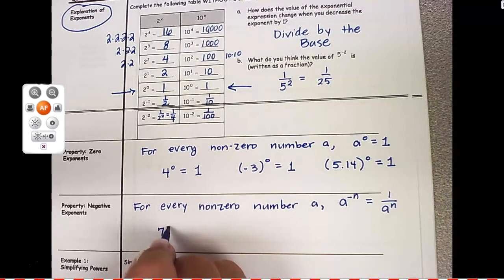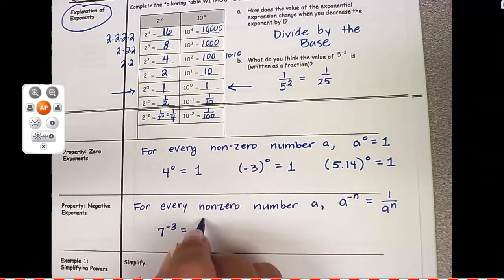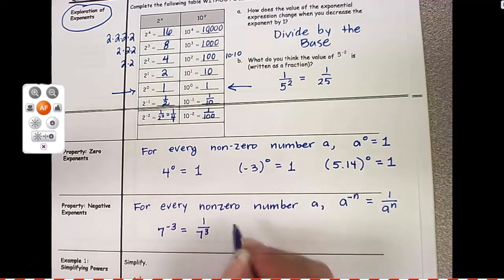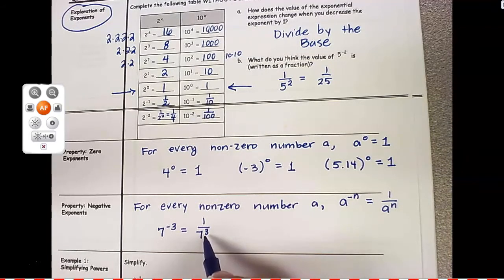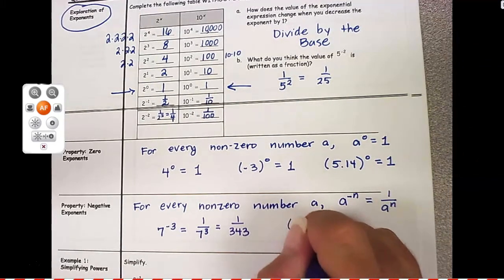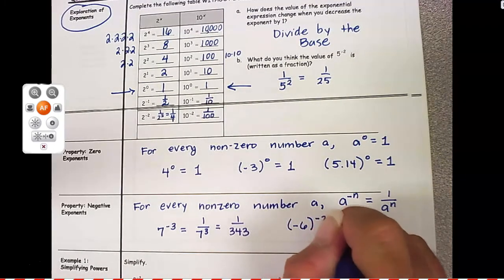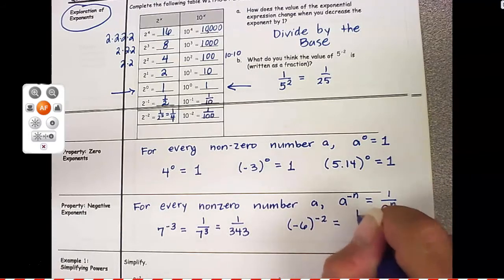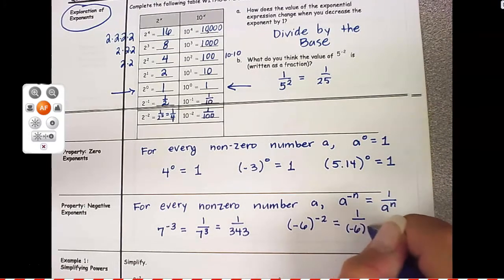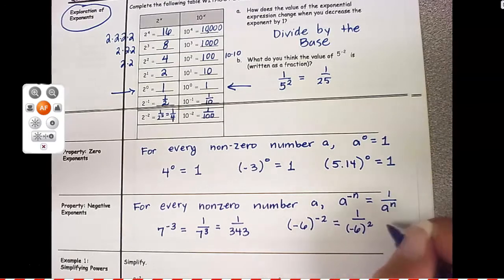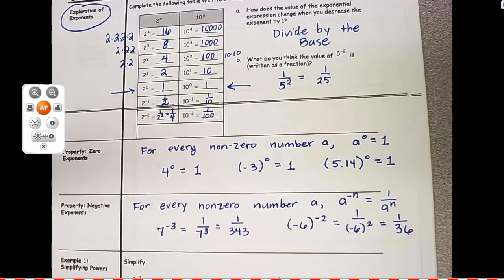So 7 to the negative third, I would take my 7, and once I've moved it to the denominator or taken the reciprocal, now it's not a negative exponent anymore. So I can just do 7 times 7 times 7 and get 343. And if I have a negative number to a negative power, I'm still going to take that negative number in my denominator, but now my power is positive.